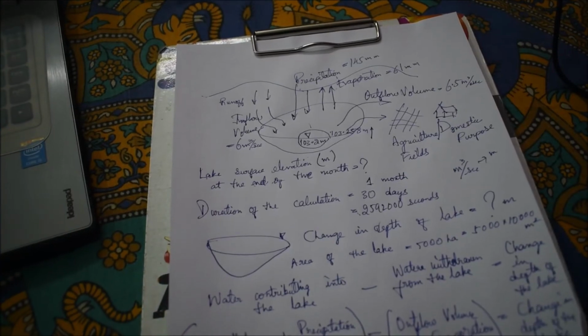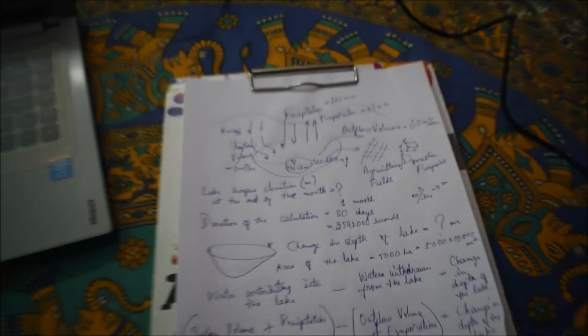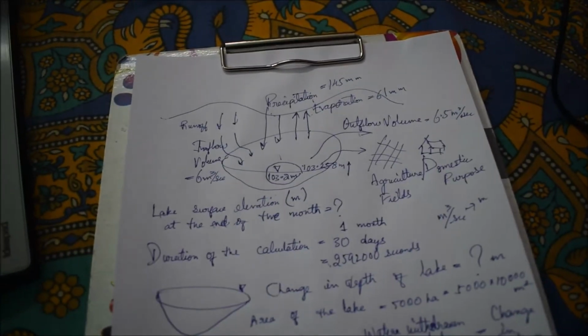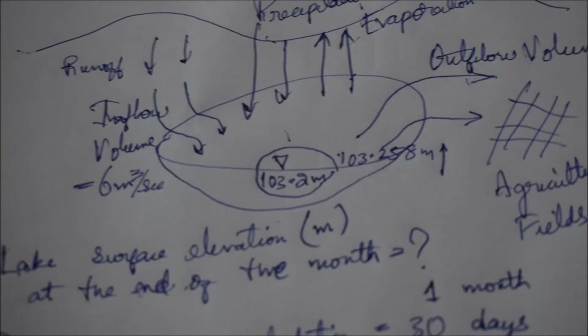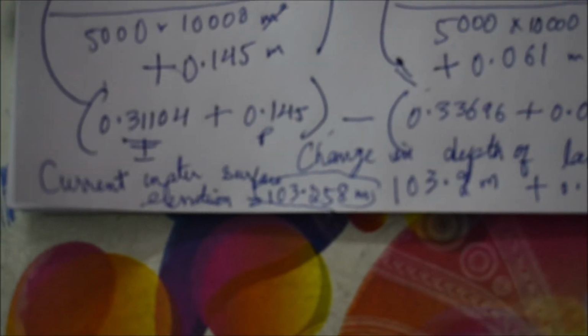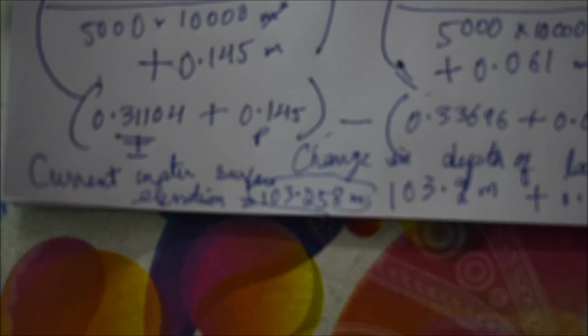The takeaway from the problem is that by the end of one month, the lake surface elevation has increased from 103.2 meters to 103.258 meters above the datum.